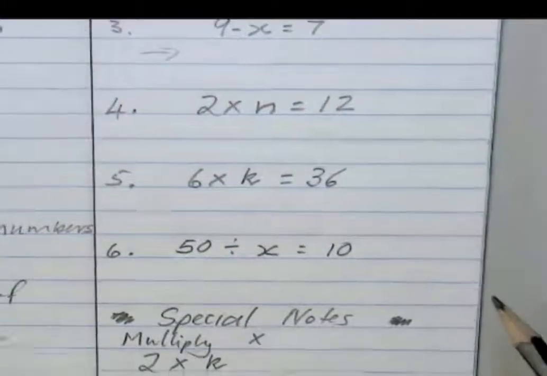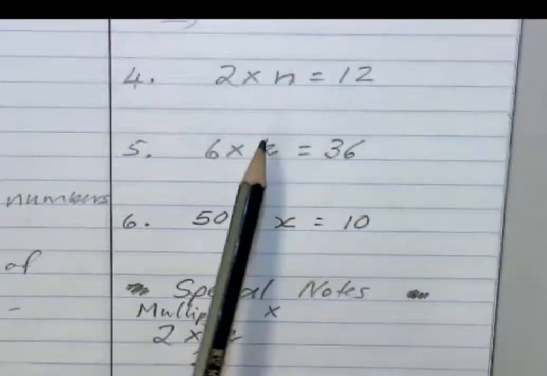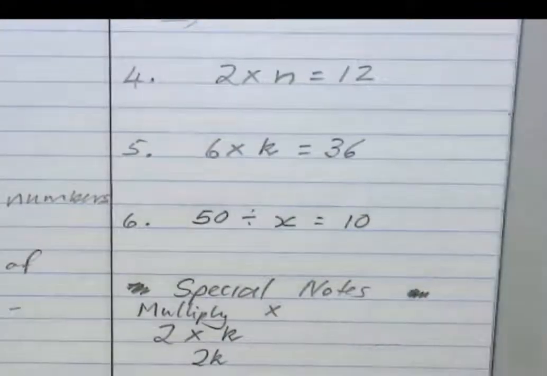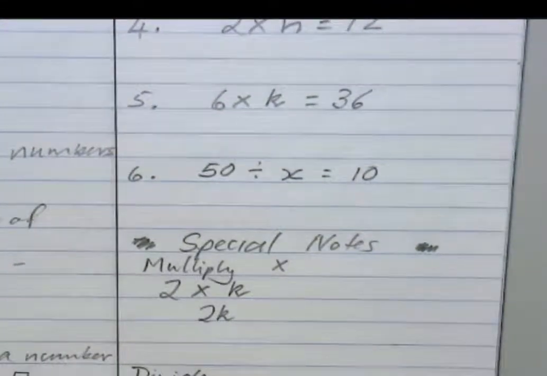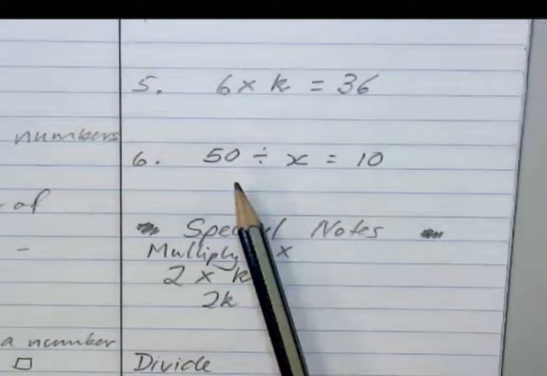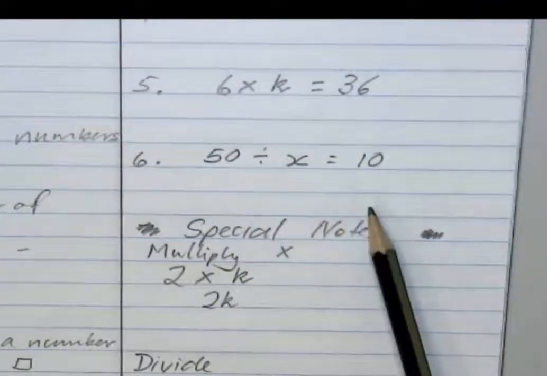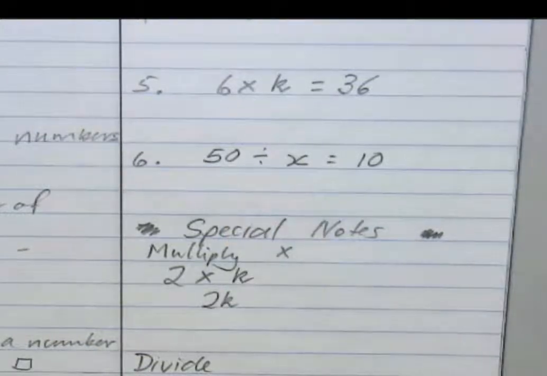Next thing is a multiplying one, number 4. 2 times n equals 12. Your job, go and have a turn at that. Number 5, 6 times k is 36. Then we have a number 6 where it's 50 divided by x equals 10. So write it, we'll change that letter for the number that it should be.